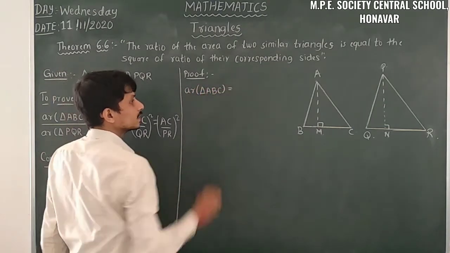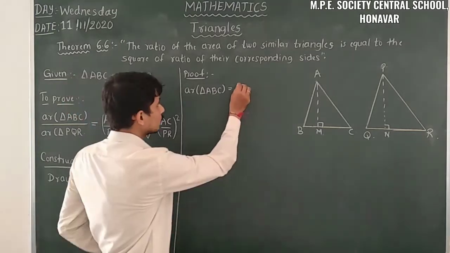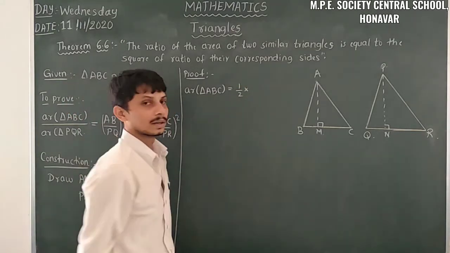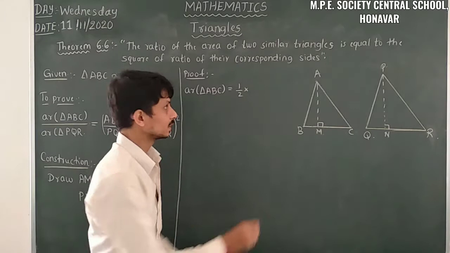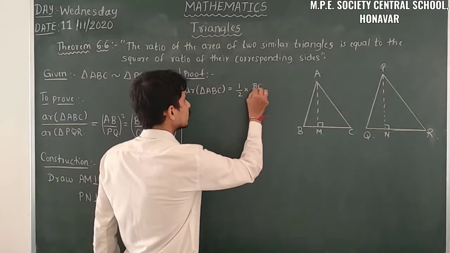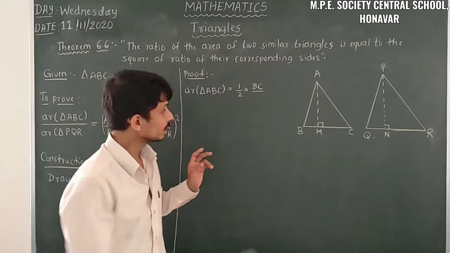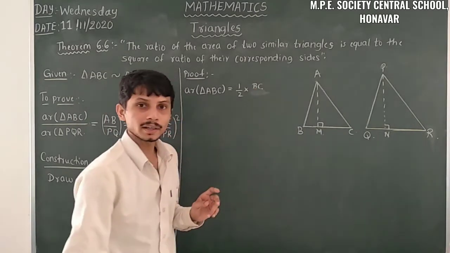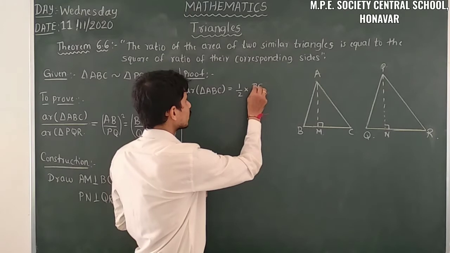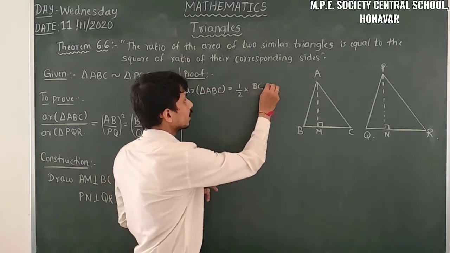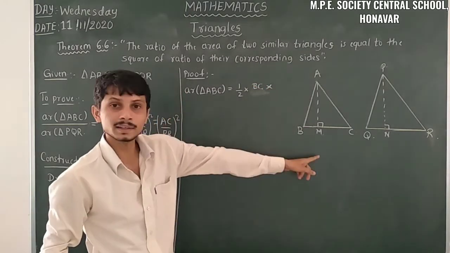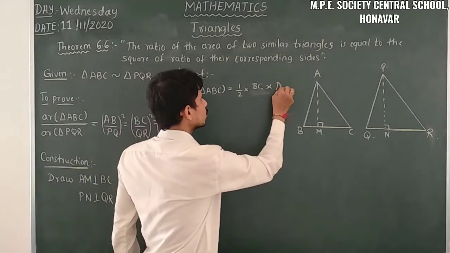Area of triangle ABC is equal to 1 by 2 into base. What is the base here? BC. BC is the base. So base into height. Here, BC into height. Height it is AM. BC into AM.